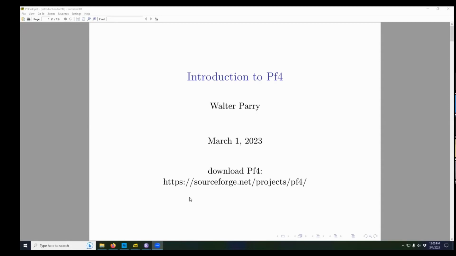Okay, so our second talk here today is by Walter Parry, and he will tell us about a computer program that he wrote to compute some things for Thurston maps, if I'm not mistaken. So Walter, please.